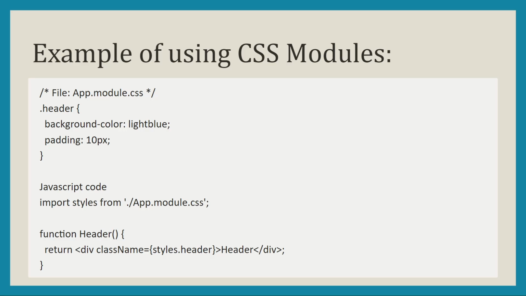Okay, so you have the dot header class. A CSS class named header is defined with two styles: background color as light blue and padding as 10 pixels. So it adds 10 pixels of padding around the content.